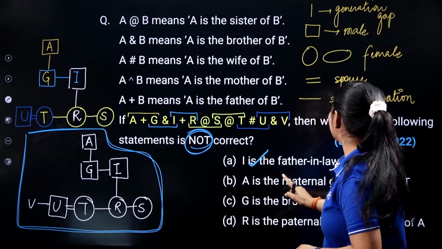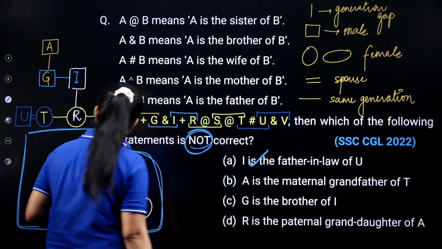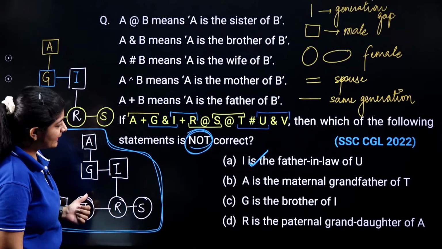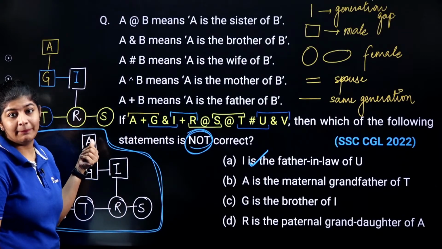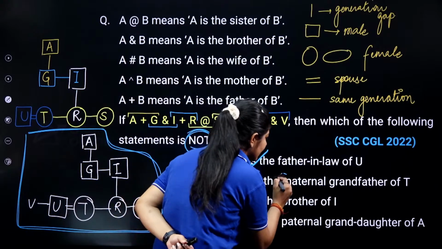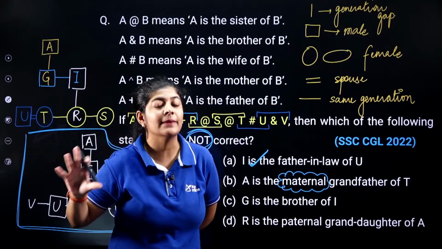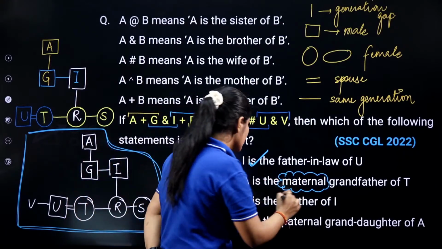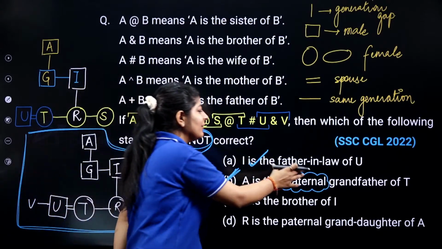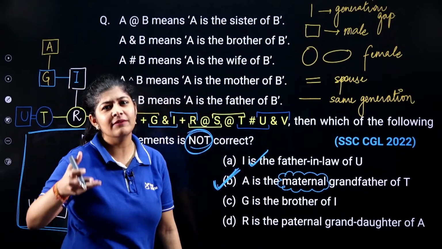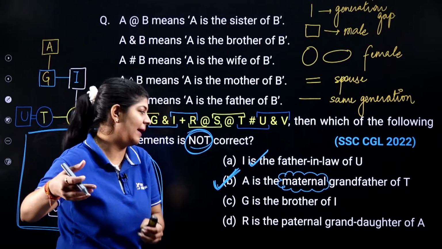I is father-in-law. This statement is correct. Next. A is the maternal grandfather of T. No, basically A is paternal grandfather, not maternal grandfather. This maternal word shows the mother's side or the mother's extended family, not the father's extended family. So this statement is not correct. If we have a word like just grandfather, then we know that we have to follow the default case of our father's side family, right?